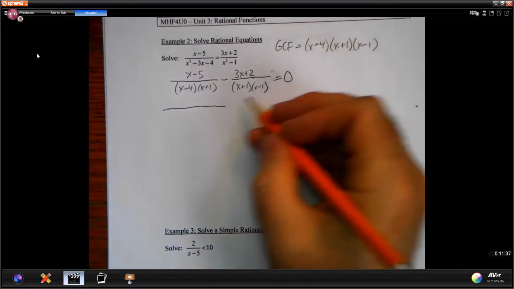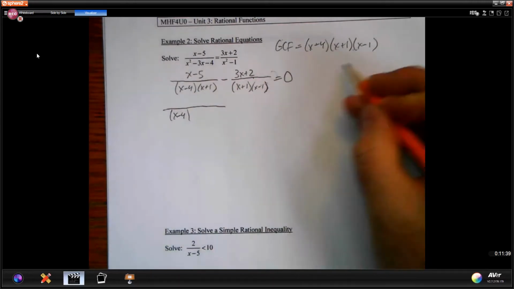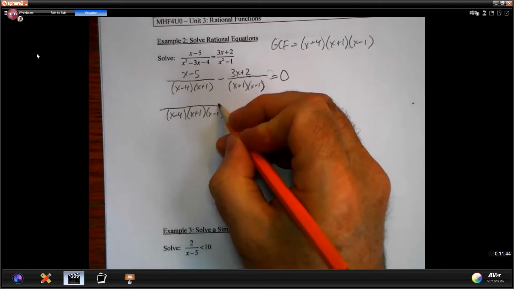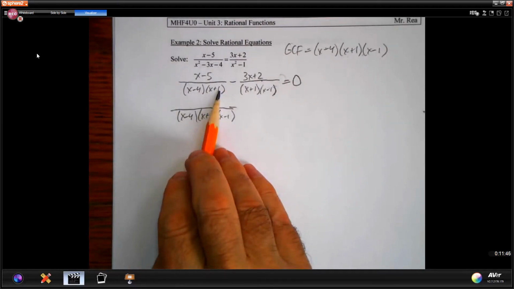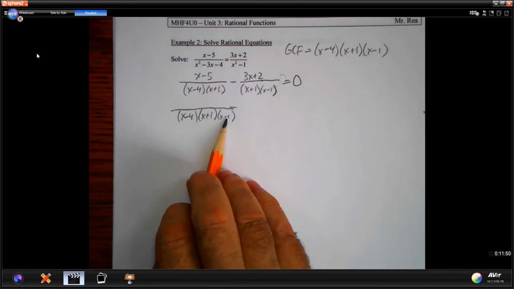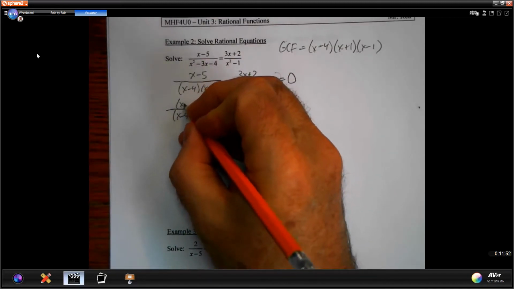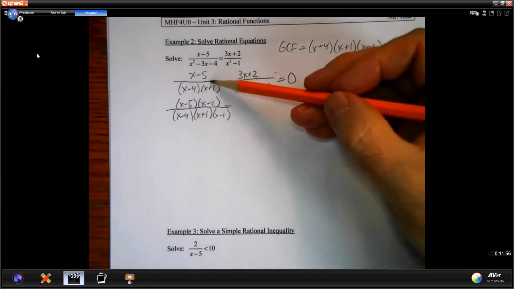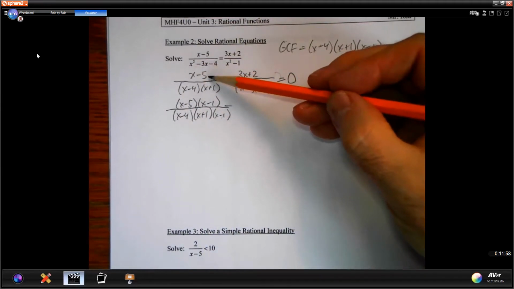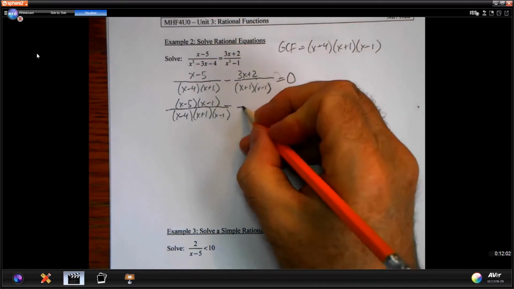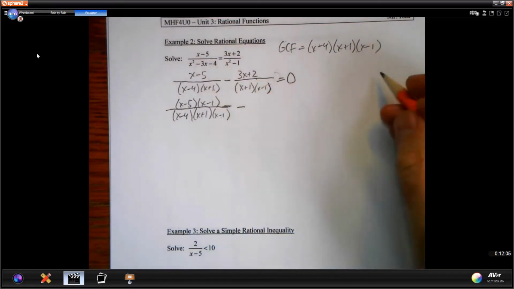So when I do that, okay, I'm going to have my x minus 4, x plus 1, x minus 1. So you can see the one that's missing here is the x minus 1. So I'm going to multiply the top and the bottom. I've already multiplied the bottom by x minus 1. So I have to multiply the top by x minus 1 as well. So basically I've taken this rational expression, multiplied the top and bottom by x minus 1. Okay, and I'll do that expanded on the next step.